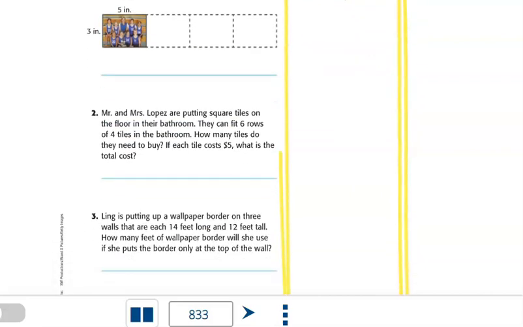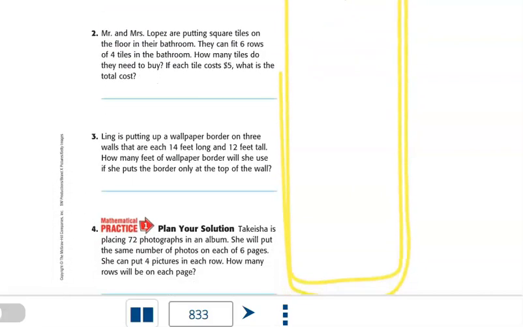So number 2, Mr. and Mrs. Lopez are putting square tiles on the floor of their bathroom. They can fit 6 rows of 4 tiles in the bathroom. How many tiles do they need to buy? If each tile costs $5, what is the total cost?